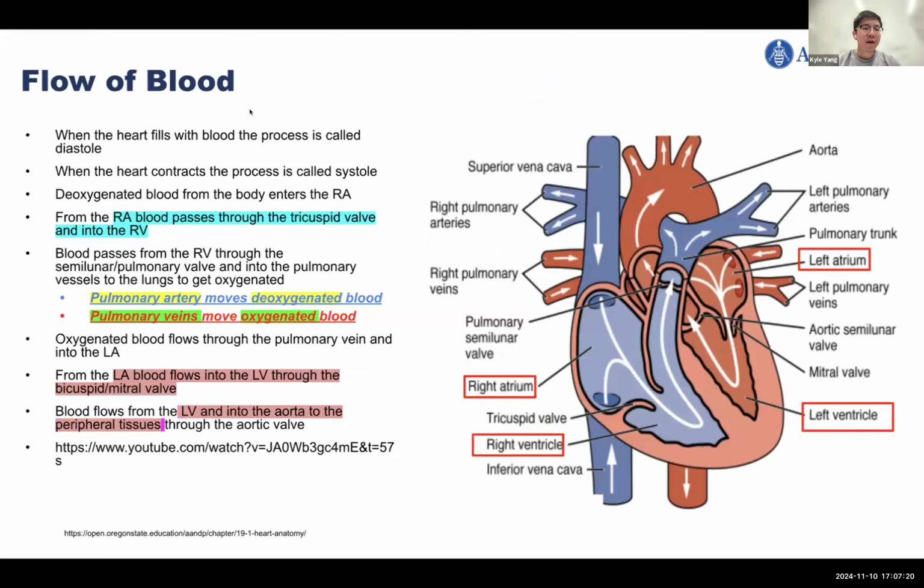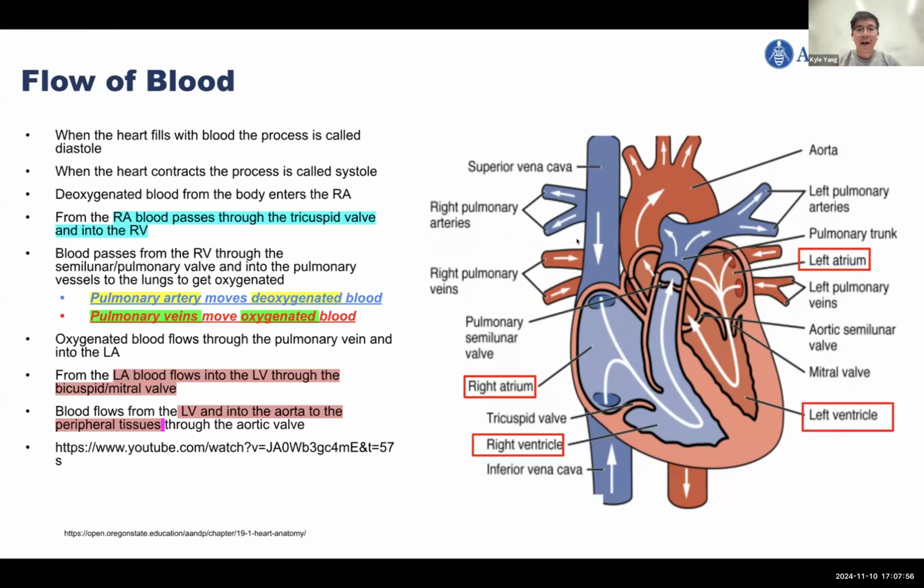So a little bit more on the flow of blood. As we all know, the heart pumps, and before it pumps, when the heart is filling with blood, it's a process called diastole. And then when the heart contracts, it's called systole. We see here that the deoxygenated blood from the body enters through the right atrium, as I was mentioning previously, before being distributed to the right ventricle and then being passed along to the lungs.